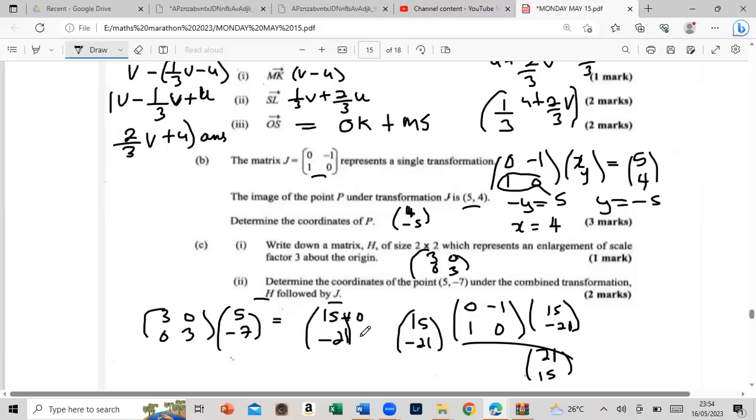Alright, next it undergoes h, which is 0, negative 1, 1, 0. Let me just check back on this, as I made an error and put 2. So 0 times 15 is 0. Negative times this is 21. 1 times 15, 15. Yeah, so this would be the answer: 21, 15.